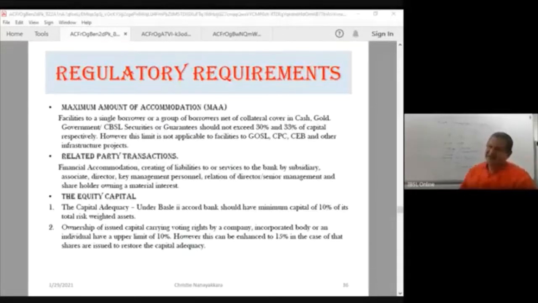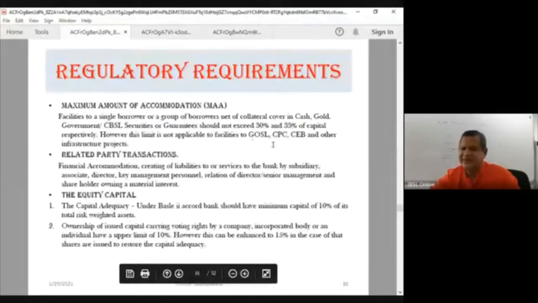So maximum amount of accommodation, or MAA, which in colloquial language we call single borrow limits, is a requirement by the regulator to limit large exposures. That means your exposure to a single client. So if he fails, there will be a big impact on your NPA. Therefore, to avoid that, this regulation has come. So I'm going back to my slide.